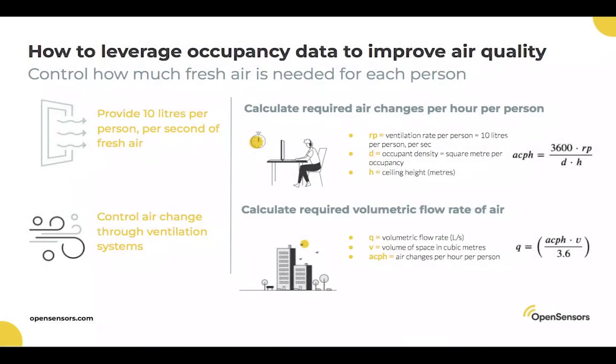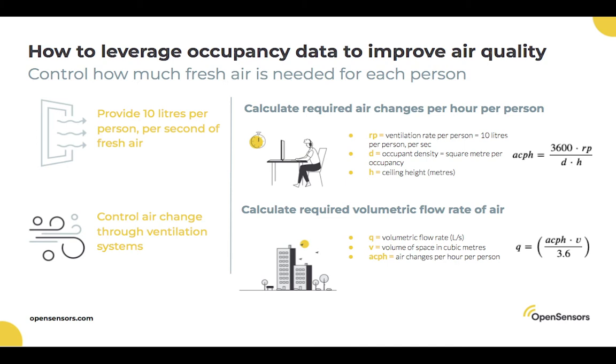But now we're getting onto the really important part, which is providing fresh air to employees. The key thing that you need to look at on this slide is in the top left-hand corner, and it's when we talk about 10 litres of air per person per second. That is what ventilation systems and HVAC systems are recommended to be providing per employee per second.